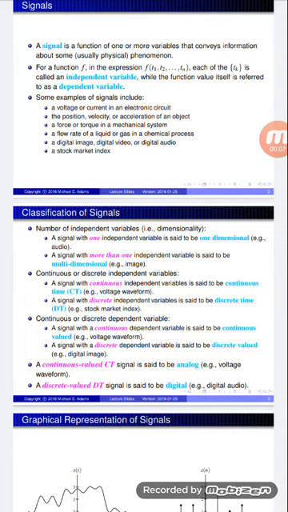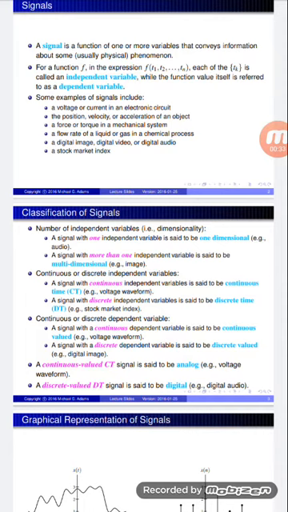We are discussing the subject of signals and systems. In this chapter and this subject, we are discussing different forms of signals and systems. What is a signal? What are the types of signals? How is the signal converted into different forms? These are all we are discussing in this topic.